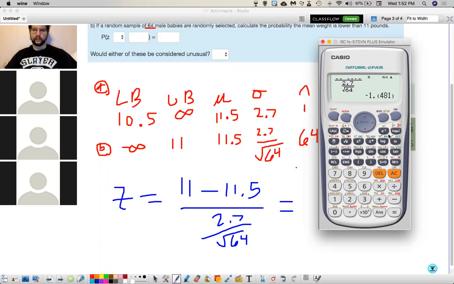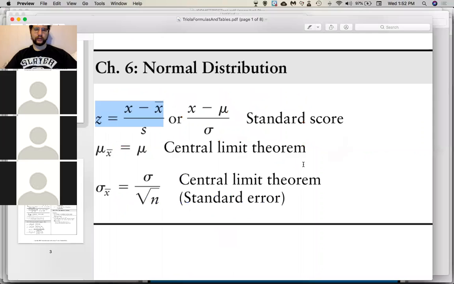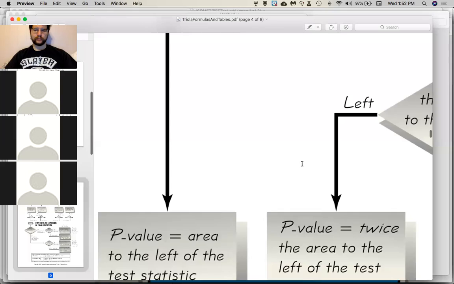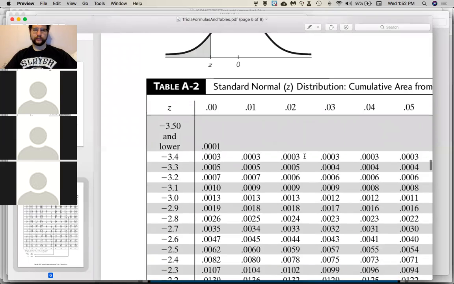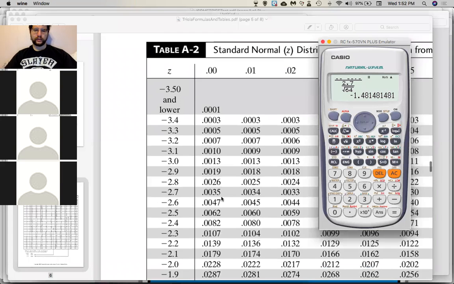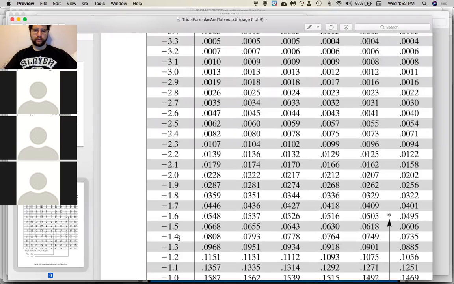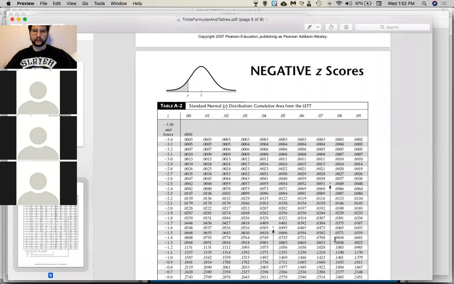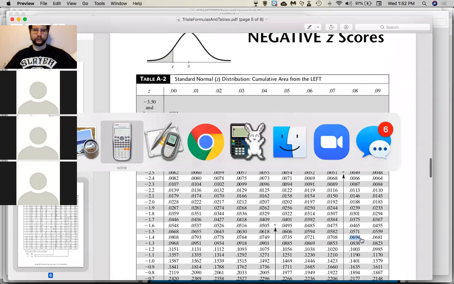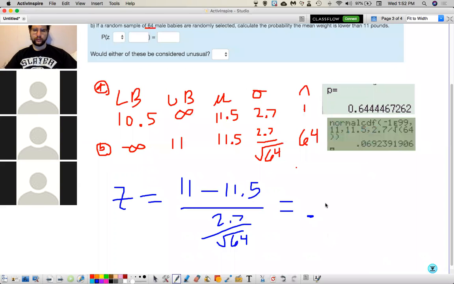And I get negative 1.48. Look that up on the standard negative z-score chart right here. Standard normal distribution, negative 1.48 is the second last column. And we get 0.0694. So P equals 0.0694.